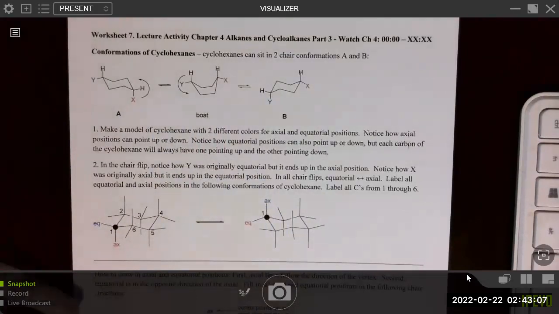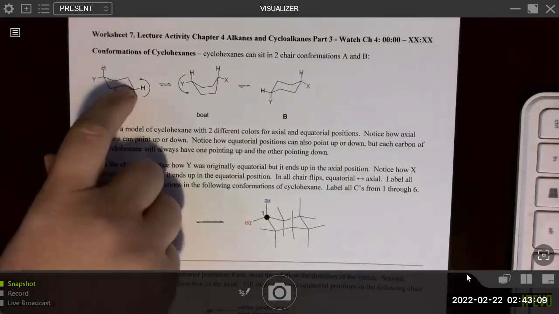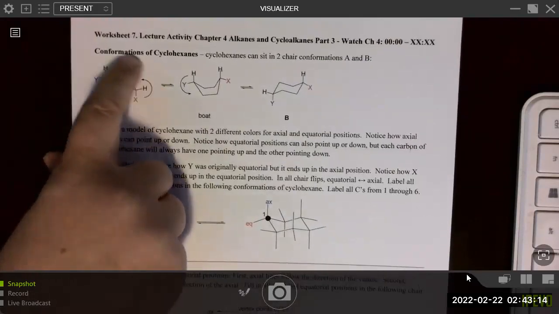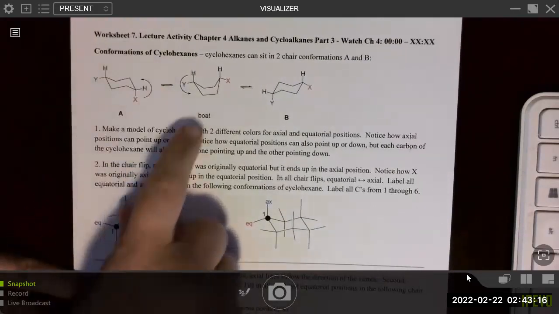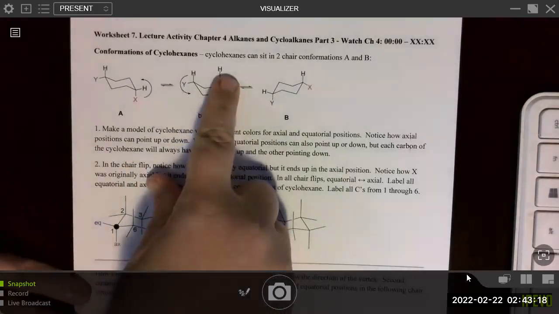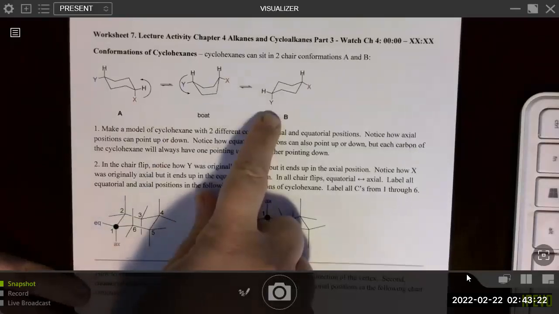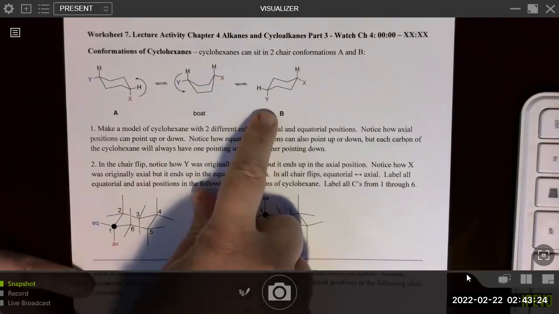So once you're in one chair conformation, what you can do is, for example, the carbon that's pointed down here can be flipped up. And in so doing, you should get into a boat conformation and then flip the opposite carbon down. And you'll be at the second chair conformation.